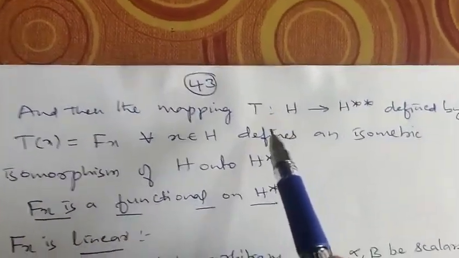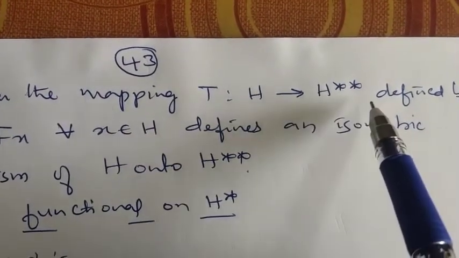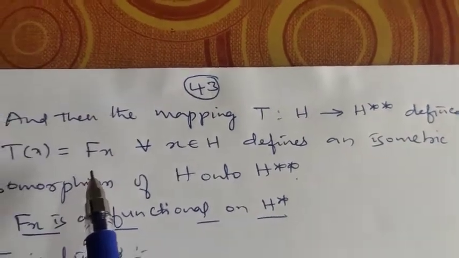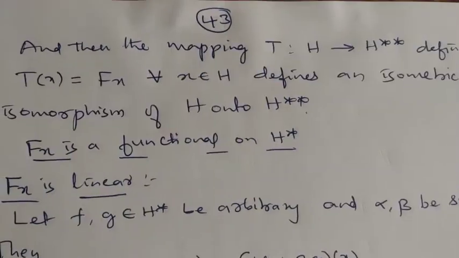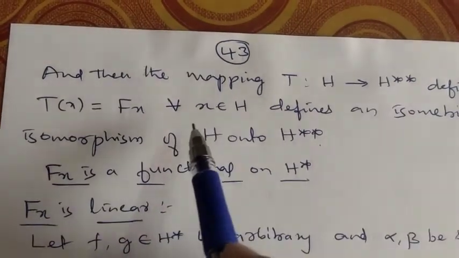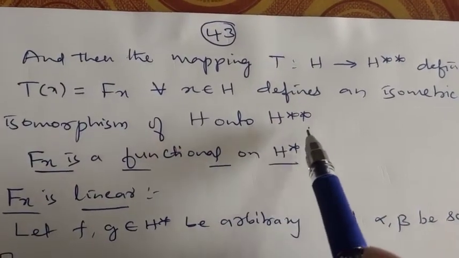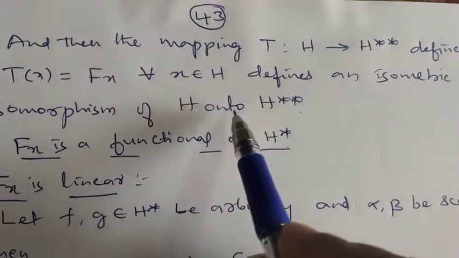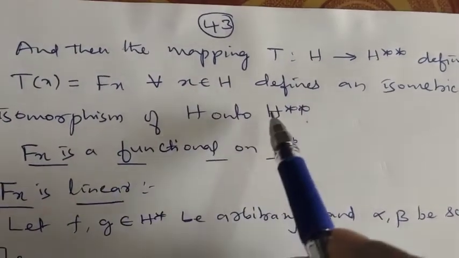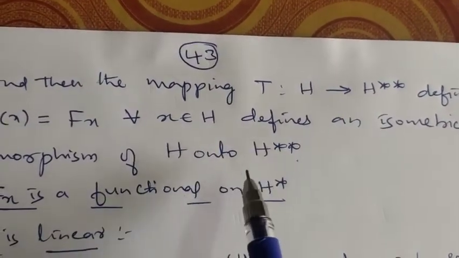Now we define the mapping T from H to H double star defined by T of x is equal to fx for every x belongs to H. It defines an isometric isomorphism of H onto H double star. This is the aim of our theorem, right? So we need to show this mapping T from H to H double star is an isometric isomorphism of H onto H double star.